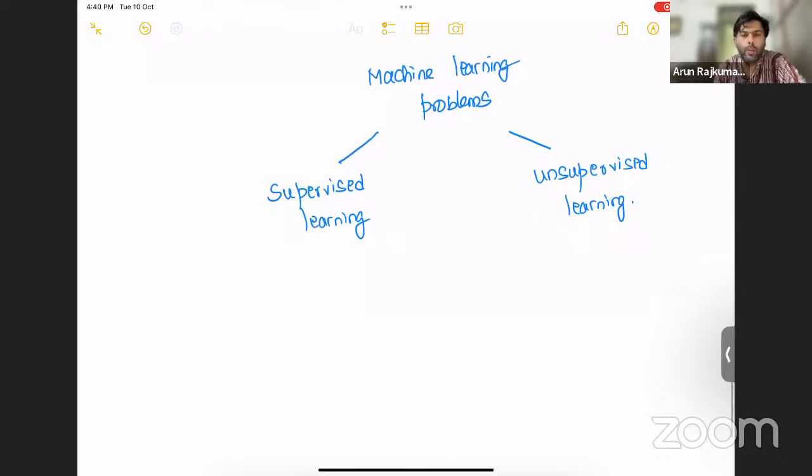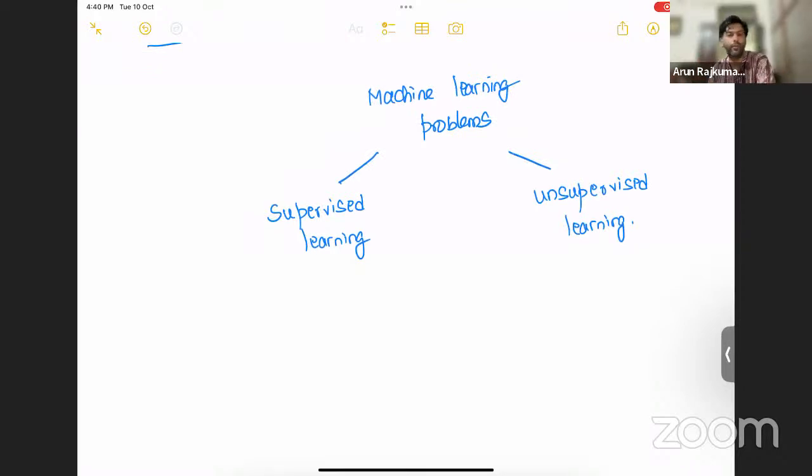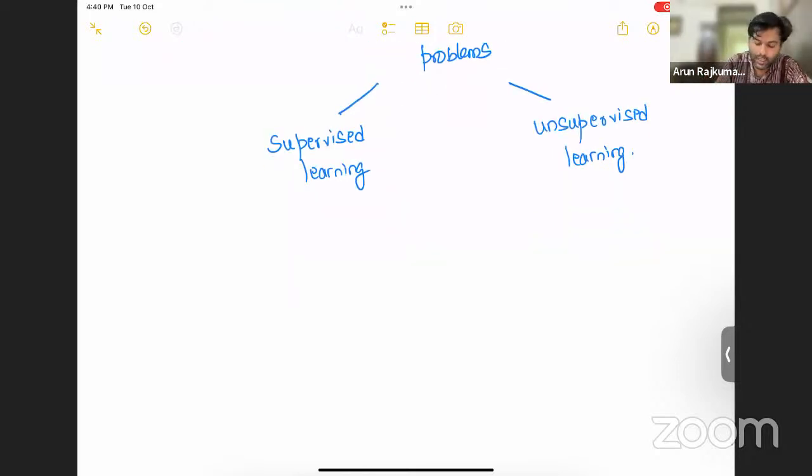Right? So in both of these cases, you want to learn from data. Data is the secret sauce of all machine learning problems. You will learn from data only. Now, what type of data you learn from determines whether it's a supervised learning problem or an unsupervised learning problem. What decides whether a problem is supervised or unsupervised? Well, what type of data you have. In a supervised learning problem, your data contains two things. One is features, the other is labels.